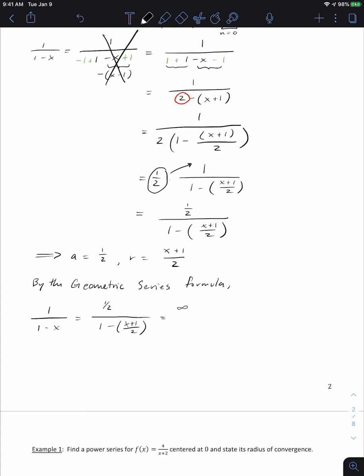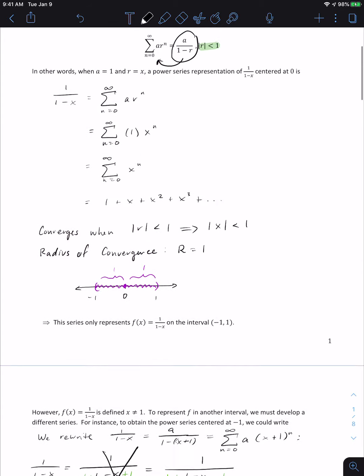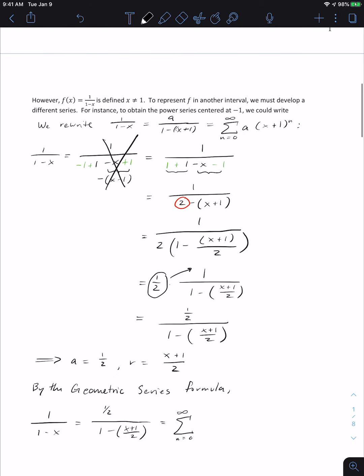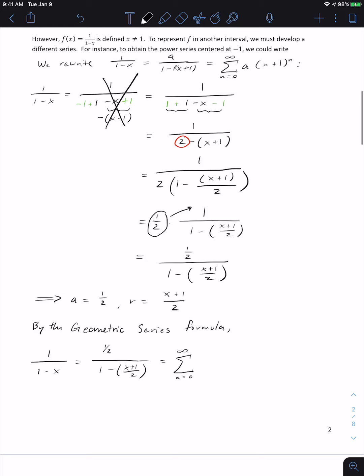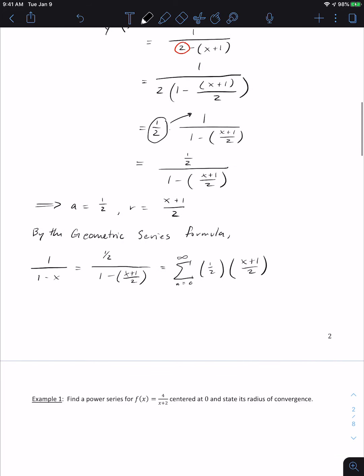And then now I can use the geometric series formula, which starts at n equals 0. And I can plug in a, in this case, is 1/2. And r is x plus 1 over 2 to the nth. Right? This is the geometric series formula, a times r to the n. Right? So this is another representation of it.